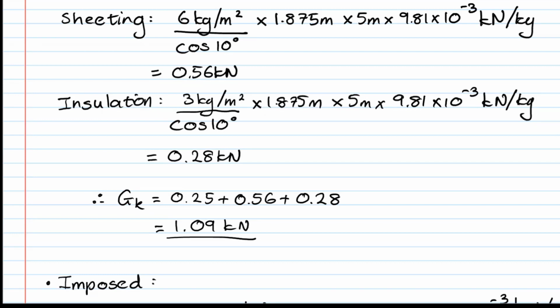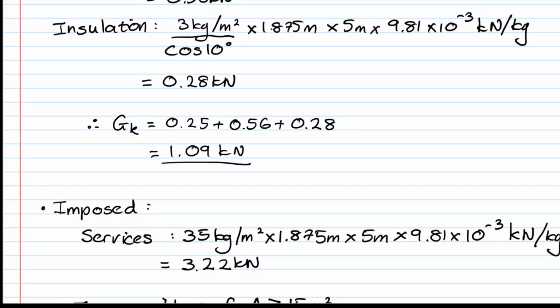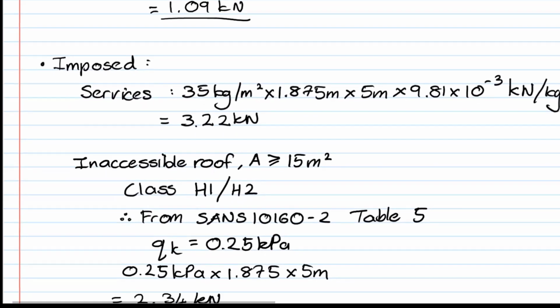We add all of those up and we get 1 kilonewton per node to be applied as permanent loads, so that's about 100 kilograms. So it's one large man, well, one rugby player per node we will be applying. Then we go into our imposed loads.